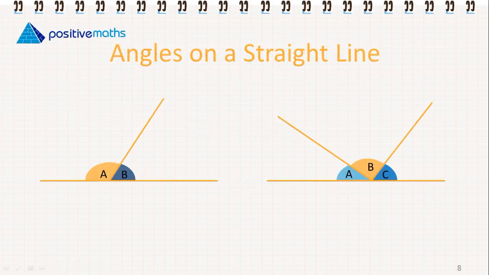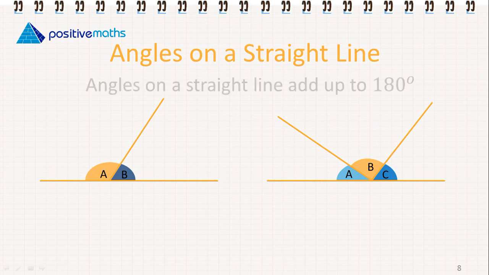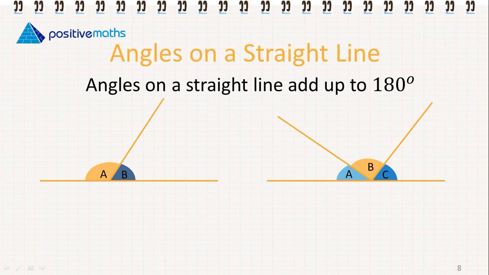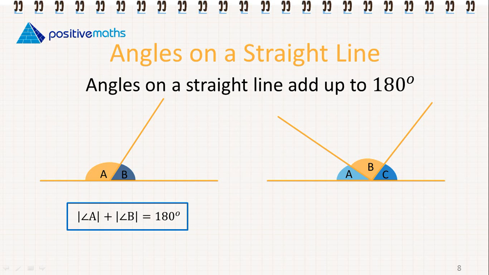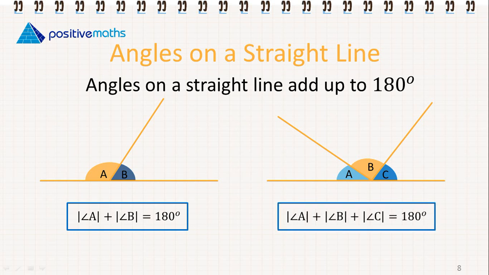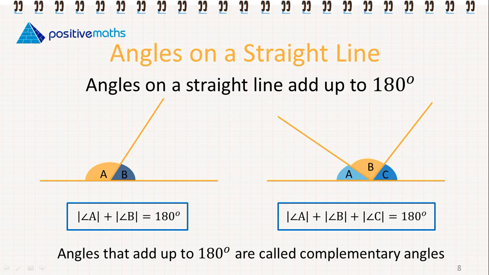So first of all, we have angles on a straight line. On the left we have A and B, and on the right we have three angles A, B and C. They're all on a straight horizontal line. Angles on a straight line add up to 180 degrees. So on the left, A plus B is equal to 180 degrees, and on the right, A plus B plus C equals 180 degrees. Angles that add up to 180 degrees are called supplementary angles.